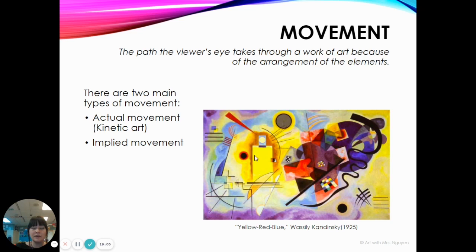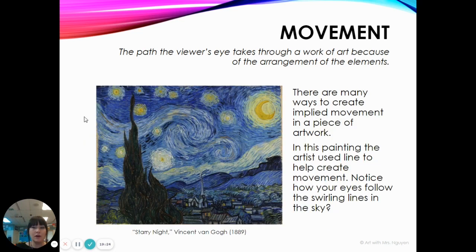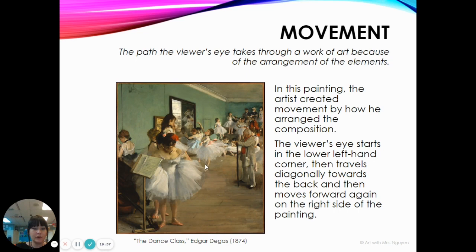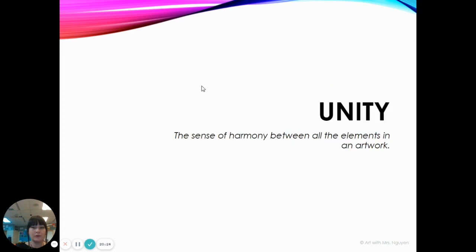These lines are painted in a way that almost looks like it's moving and the eyes travel very interesting paths, but it's actually a painting, it's not moving. So that is called implied movement. The Starry Night by Vincent van Gogh has implied movement with the way he painted the skies and the brush marks in the landscapes. The painting by Edgar Degas, The Dance Class, also has implied movement by painting dancers in motion. The final principle of design is unity.